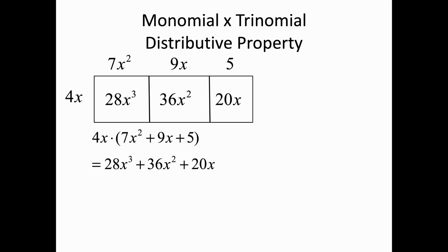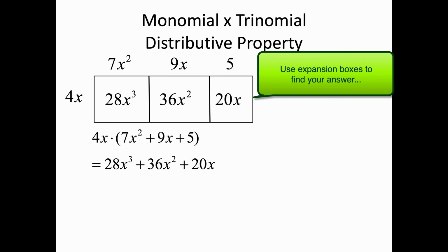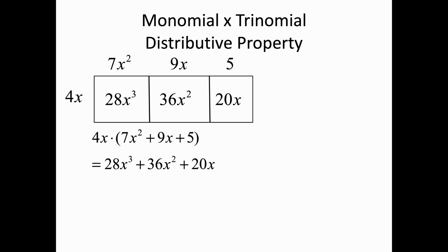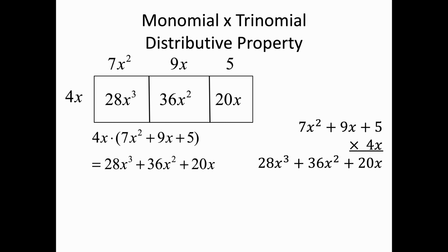And if you were given this problem to do, you can use the rectangular model to figure out the answer, but when you write the answer, you need to write it as I did in the very last line, 28x cubed plus 36x squared plus 20x. If we were to do this vertically, we could arrange the multiplication as 7x squared plus 9x plus 5 times 4x, and then 4x times 5 is 20x, 4x times 9x is 36x squared, and 4x times 7x squared is 28x cubed.